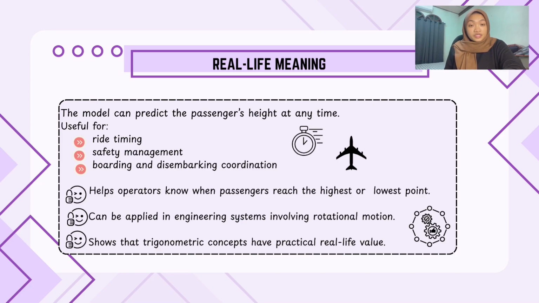In addition, this model can be applied in engineering systems involving rotational motion, not only in Ferris wheels but also in other mechanical systems. This shows that trigonometric concepts are not only theoretical but also have practical real-life value. Overall, mathematics helps us understand and predict real-world motion more clearly.